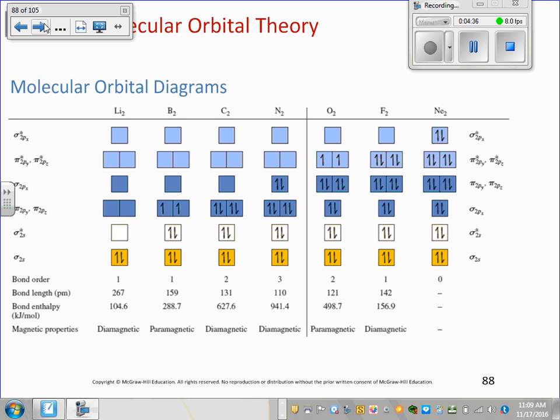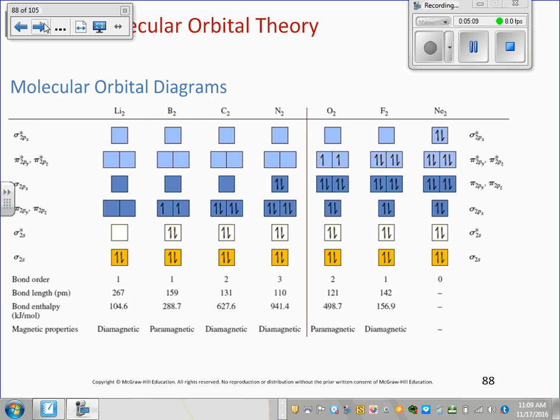So if I go to C2, carbon has 4 valence electrons, so the 2 carbons together have 8 valence electrons. It fills in like that. So now I have 2, 4, 6 in bonding orbitals minus 2 in the anti-bonding orbitals, which is 4 divided by 2. Its bond order is 2. So it's more stable. None of them are unpaired. They're all paired, so C2 is diamagnetic.